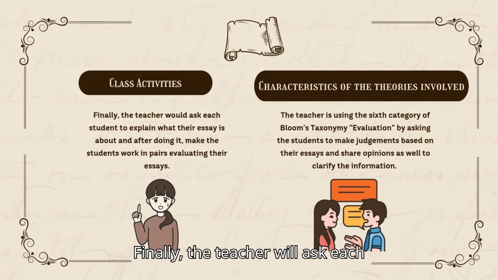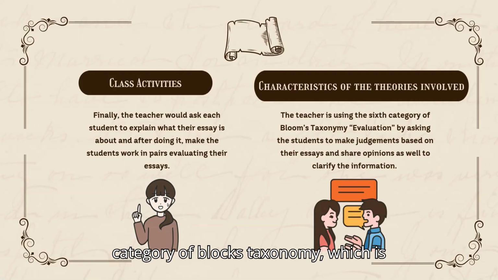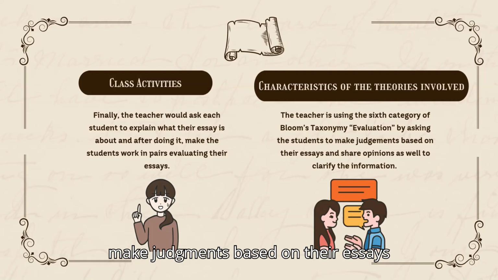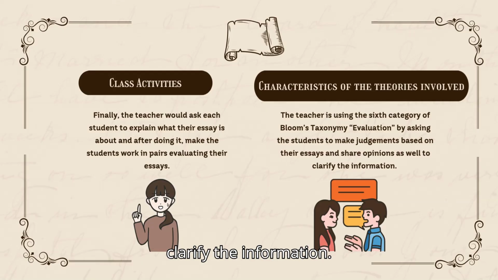Finally, the teacher will ask each student to explain what their essay is about, and after doing it, make the students work in pairs, evaluating their essays. Here, the teacher is using the sixth category of Bloom's taxonomy, which is evaluation, by asking the students to make judgments based on their essays and share opinions as well to clarify the information.